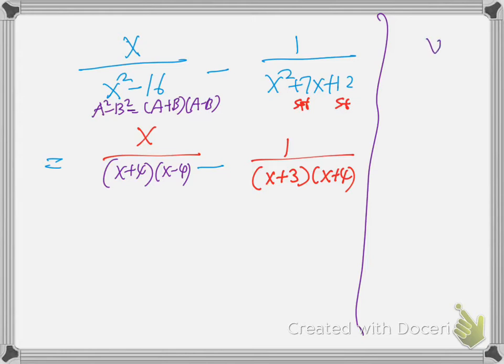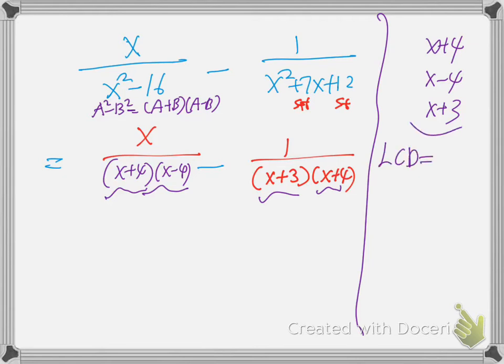So now let's list all the different factors in the denominators. We have x plus 4, which is in both. We have x minus 4. We have x plus 3. This is the most important thing here. What's the LCD of the denominators? We just multiply all of them.